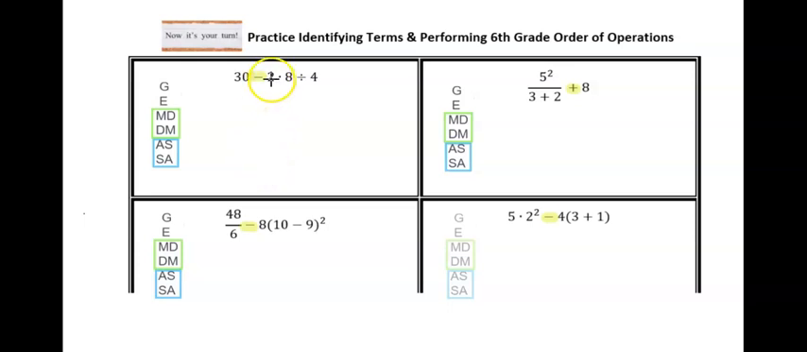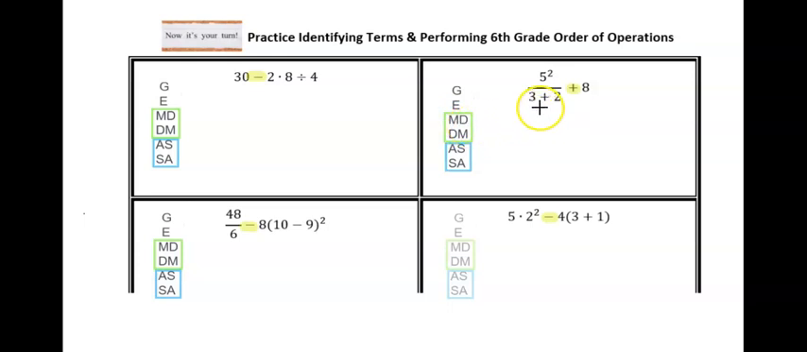All right, so in the first expression, you should have highlighted the minus sign between the 30 and the expression 2 times 8 divided by 4. So that separates, you have 2 terms in that numerical expression. You've got this simple term 30, and you've got a term with operation symbols within it.